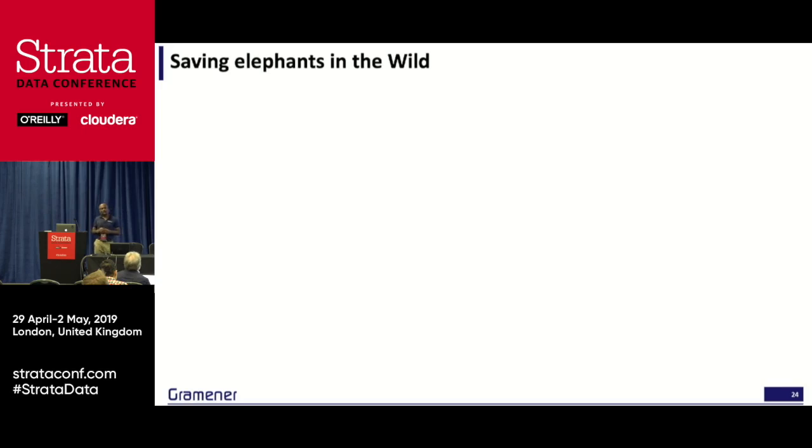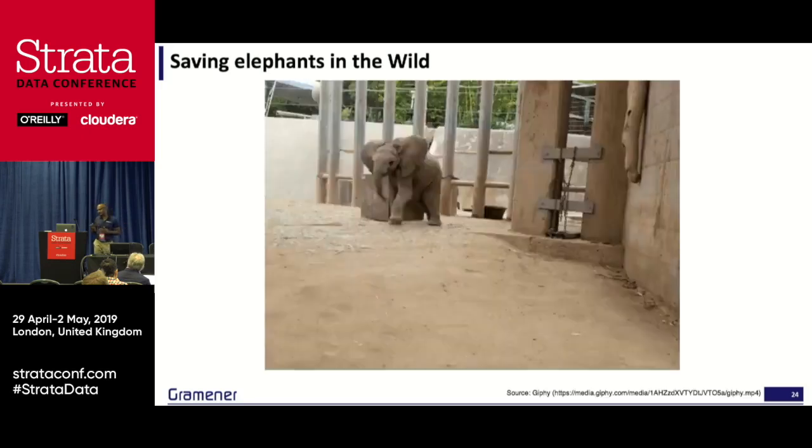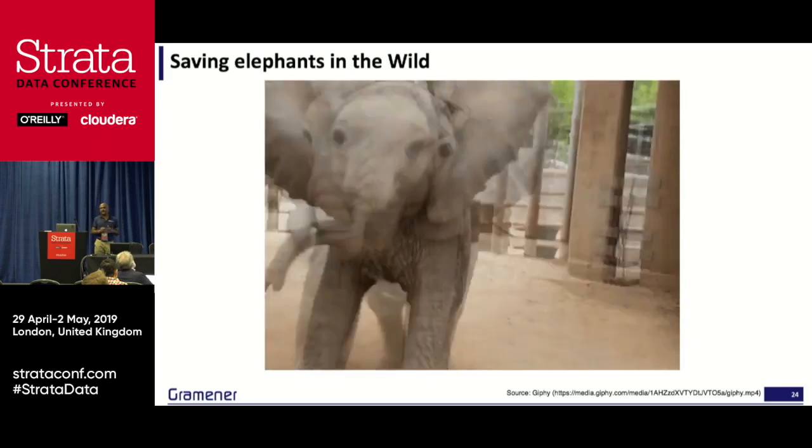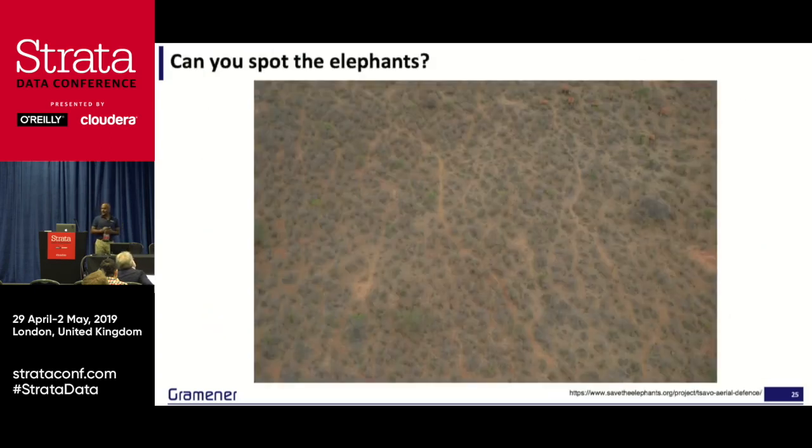So there are several foundations around the world which are working solely to conserve elephants. And the attempt is to make them safe so that our children can continue to enjoy their company. So they're quite adorable. So a quick quiz for you. Can you spot the elephants here? If yes, how many?